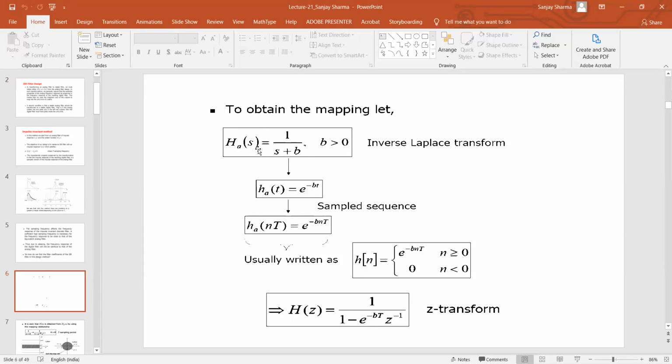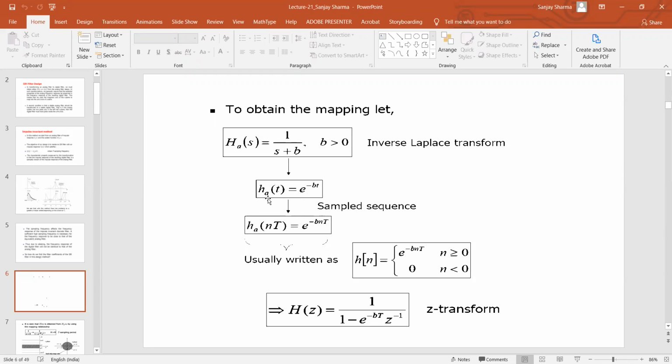Usually you will be given this type of system function in the s domain, which describes the analog filter. What we will do is first take the inverse Laplace transform and convert it into the impulse response in the time domain. Okay, h(t) equal to e to the power minus bt. Once we take the inverse Laplace transform, we'll get h(t) equal to e to the power minus bt. Now from here, we will take the sampled version.